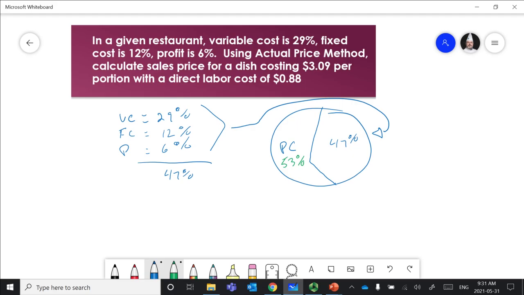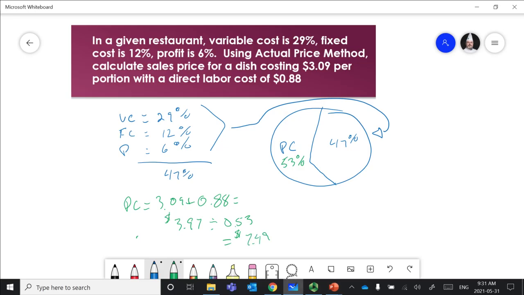So now if we have a prime cost of 3.09 plus 0.88, that's going to give us a prime cost of $3.97. We're simply going to divide by this percentage, but we need to change that into a decimal, which is going to give us a selling price of, punch it into my calculator here, $7.49.